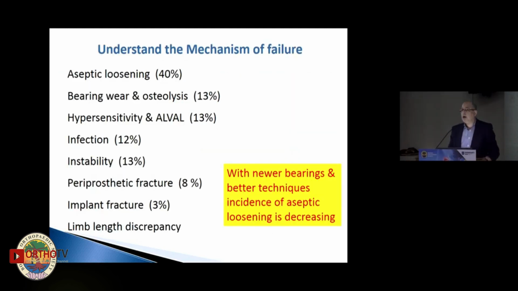So when you have an unhappy patient post total hip replacement, you need to first try and understand the mechanism of failure. Aseptic loosening is the commonest cause of failure in the National Joint Registry of UK, though that incidence is coming down because of better bearing surfaces and better techniques. In US, it's already third after infection and dislocation.